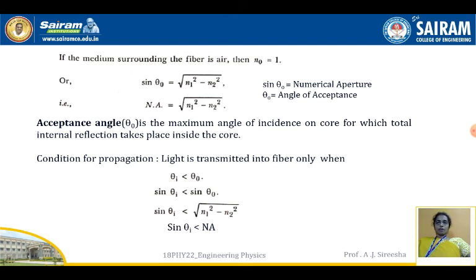Next is the condition of propagation. Light is transmitted into the fiber only when theta i is less than theta naught. Taking sine on both sides, sin theta i is less than sin theta naught. We know that sin theta naught is root of n1 square minus n2 square, which is the numerical aperture. So sin theta i should be less than NA. Only when theta i, the angle of incidence, is less than theta naught will total internal reflection take place. Therefore, this is the only condition for the propagation of light through an optical fiber.